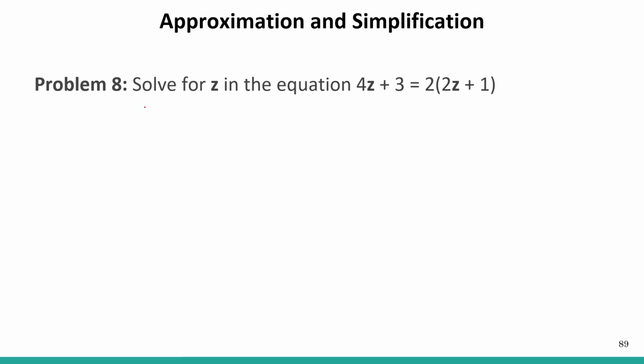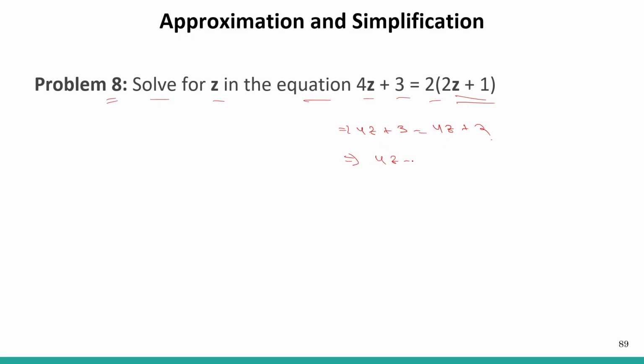Okay. So let's go forward with problem number 8. Solve for z in the equation 4z plus 3 is equal to 2 into (2z plus 1). So this implies that 4z plus 3 is equal to 4z plus 2. So how can we solve this? The solution can never exist. Tell me how? Because if we try to put this to the left hand side, what will it be?